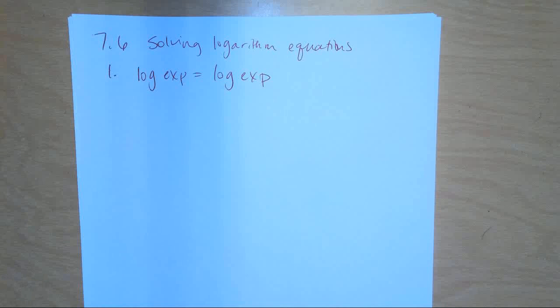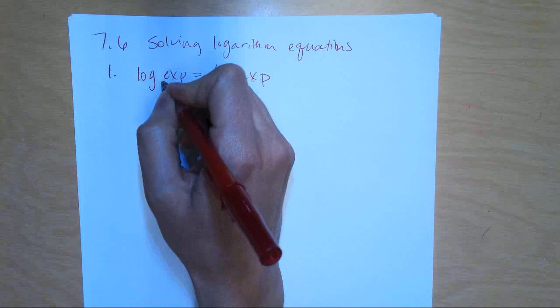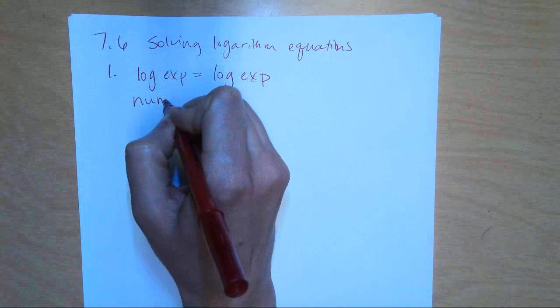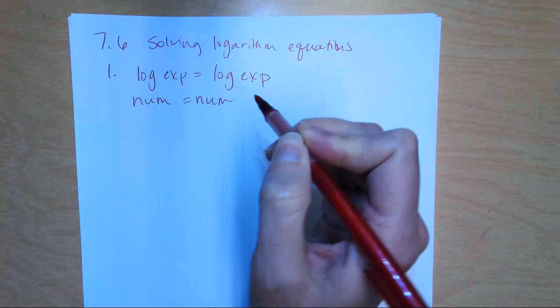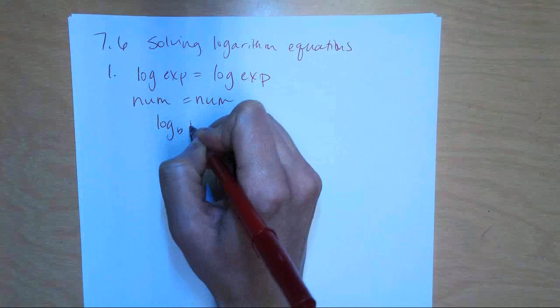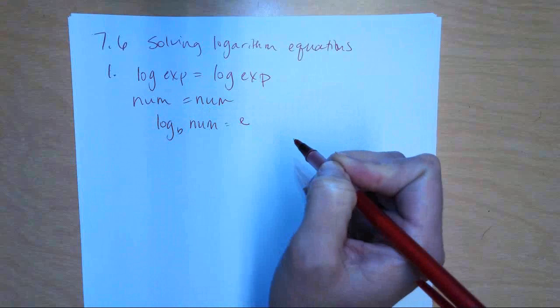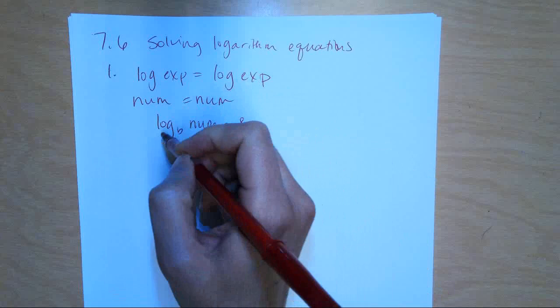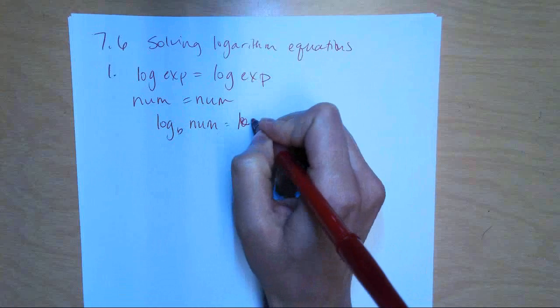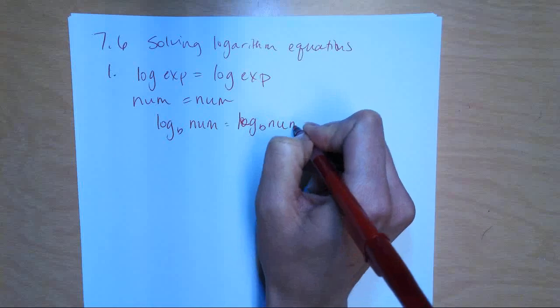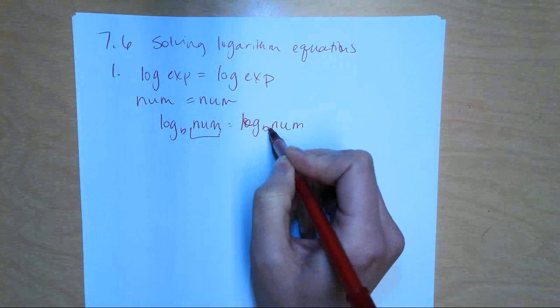Okay, if you have a logarithm expression equal to a logarithm expression, just like if we had an exponential expression equal to an exponential expression, we're going to say that the number equals the number. So remember that we have log base b of a number equals e. Well, in this case, we're going to have log base b of a number is equal to log base b of a number, which means that these numbers must be equal.